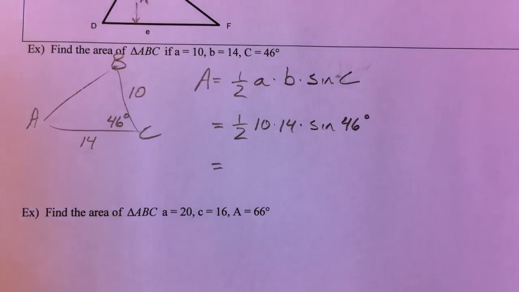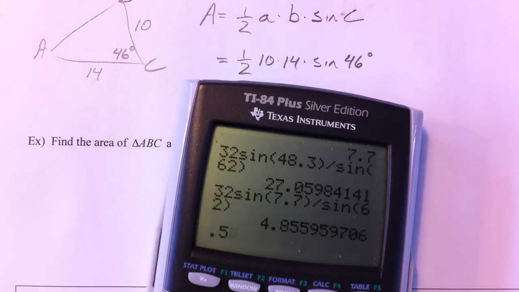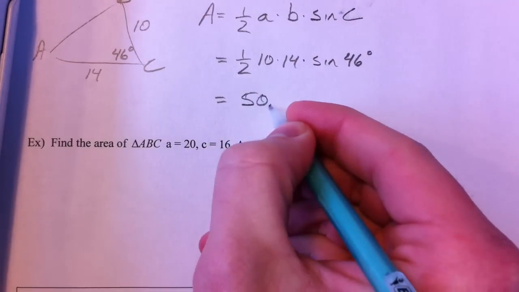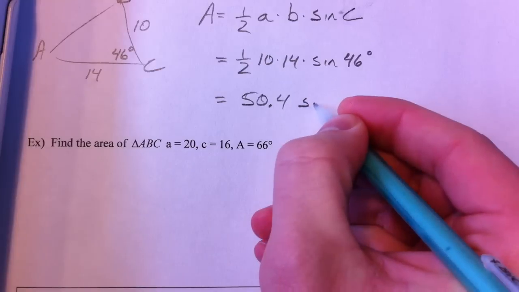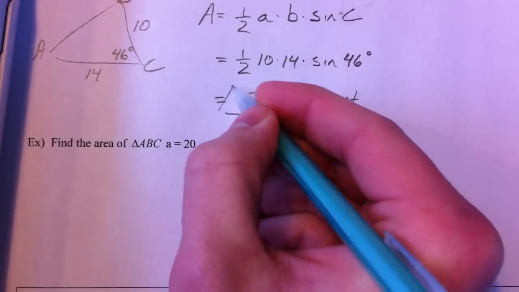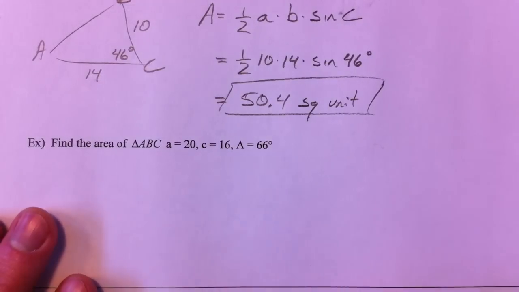And so the area, (1/2) times 10 times 14 times the sine of 46, is 50.4. And that's square units, because you're dealing with area. Now, if you had centimeters, you could have put square centimeters, things like that.